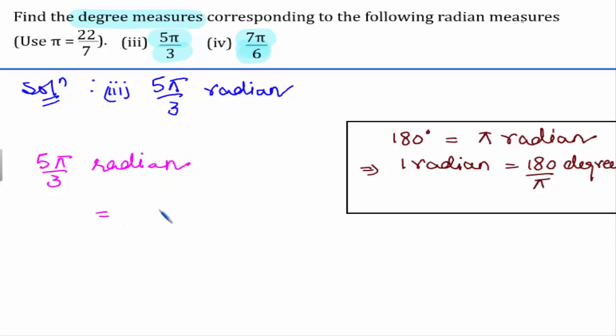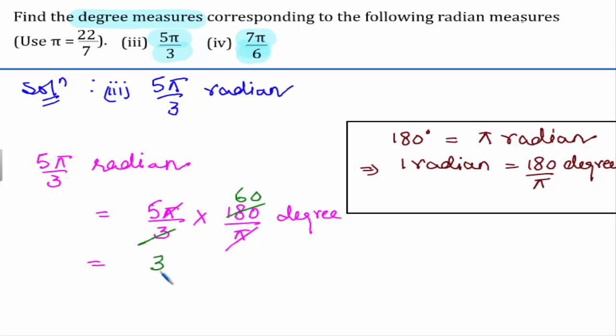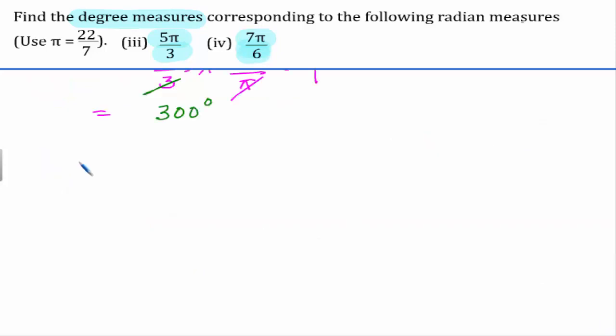So this can be written as 5 pi upon 3, and 1 radian is equal to 180 divided by pi degree. So this is equal to, cancelling pi with pi, and 3 into 60 gives 180, so we have 300 degree. Therefore, 5 pi upon 3 radian is equal to 300 degrees.